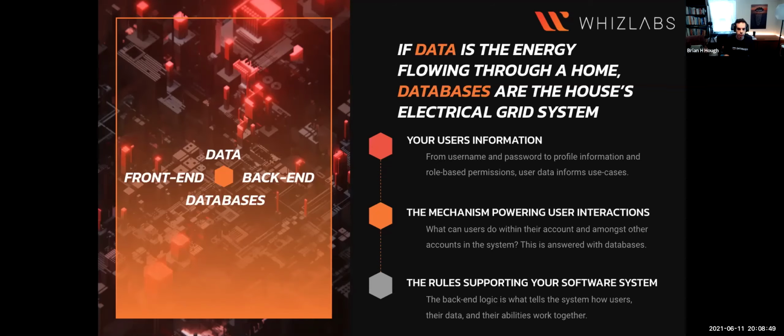And then also data can be the rules supporting your software system. And this can be backend logic. This can be explaining how the system shares data with users, how they get recommendations. Think like Netflix. How do you get recommendations for the movies you watch? So when we think about front end and back end, data is now becoming one of those things of, is there really a differentiation between front end or back end? I think everything's moving towards full stack.